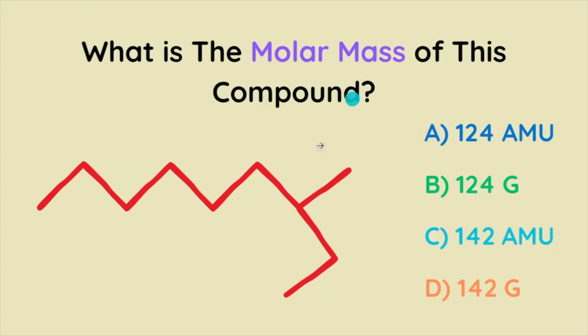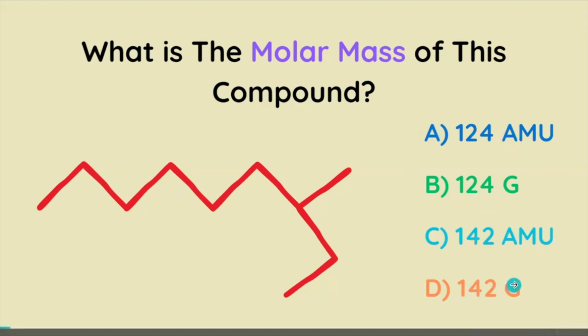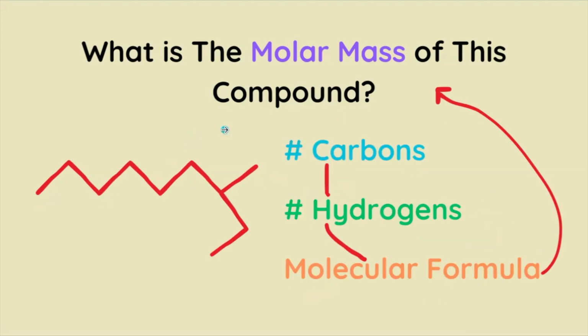What is the molar mass of this compound right here? 124 AMU, 124 grams, 142 AMU, or 142 grams? Now this is a complex question, and to ensure you understand the solution and gain an arsenal of problem-solving tools, let's break this down into simpler problems first.